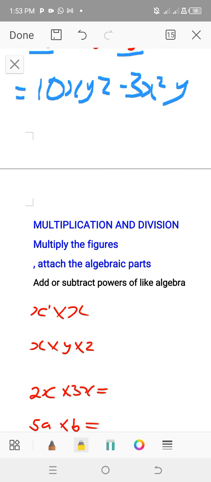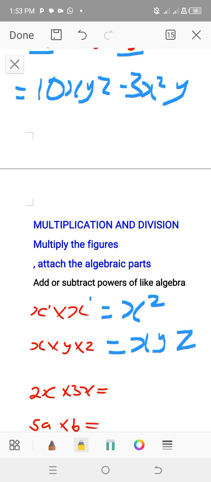So for example, you have x times x, so you concentrate on the powers of the two. So x raised to the power 1 times x raised to the power 1, that is x raised to the power 1 plus 1, that is x raised to the power of 2. Then x times y times z, you just bring them together as xyz. Then 2x times 3x is going to be 2 times 3 is 6. So x times x is x raised to the power of 2. So that is 6x raised to the power of 2.